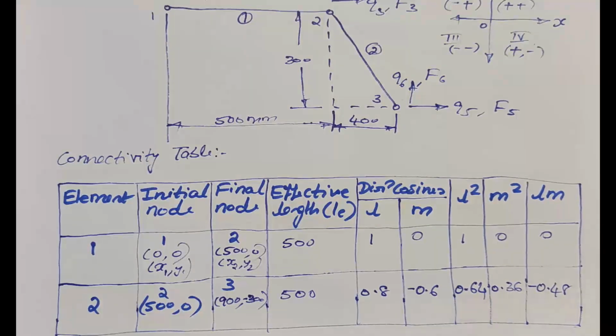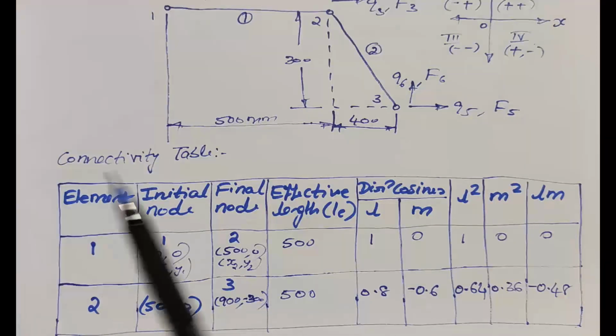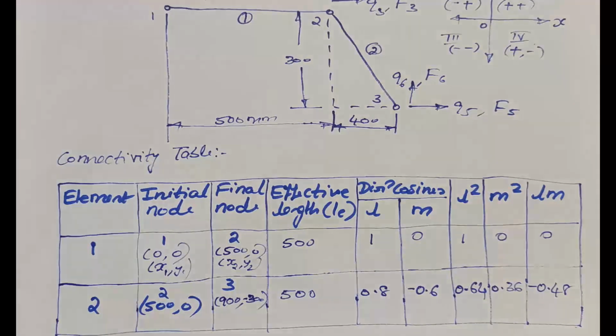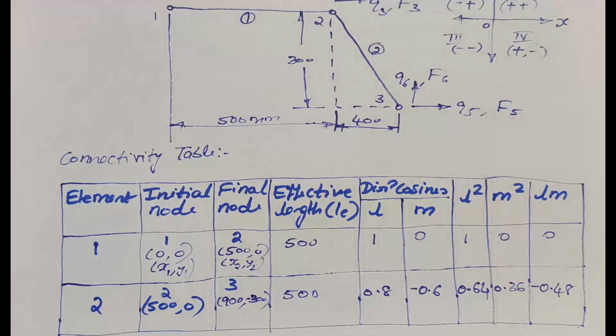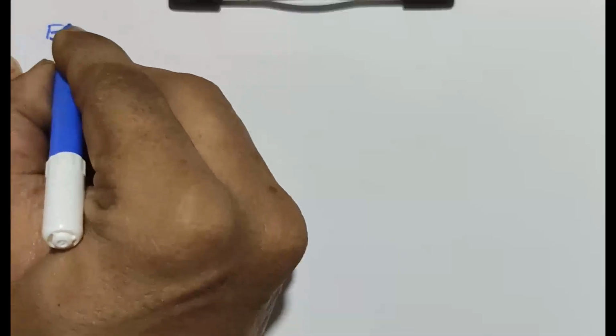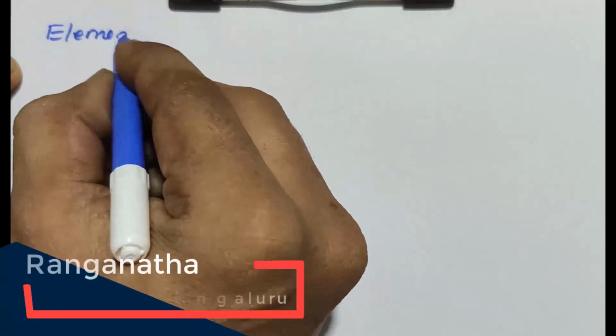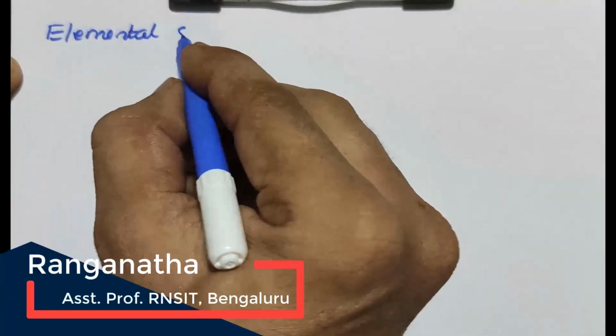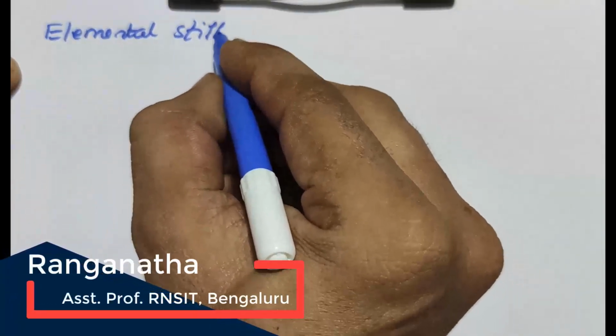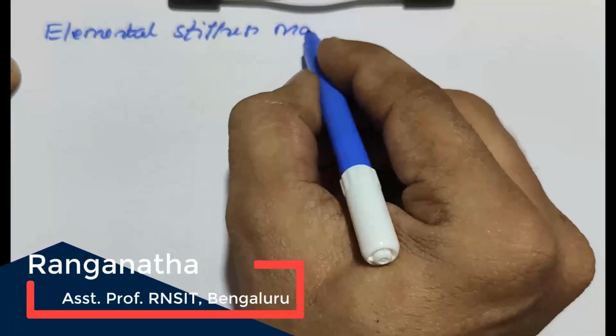So this is the connectivity table, which is very important to solve the problem. If you make any mistake while writing this connectivity table, then your entire problem becomes wrong. So if you write the connectivity table correctly, then the problem will be very easy. Next is elemental stiffness matrix.